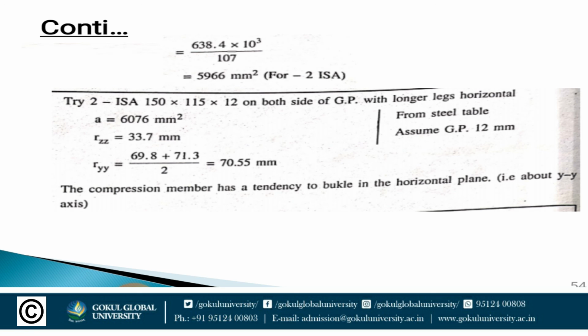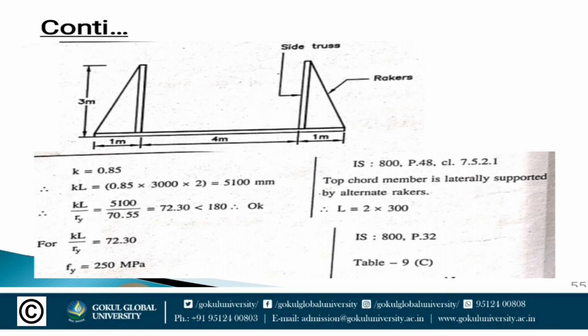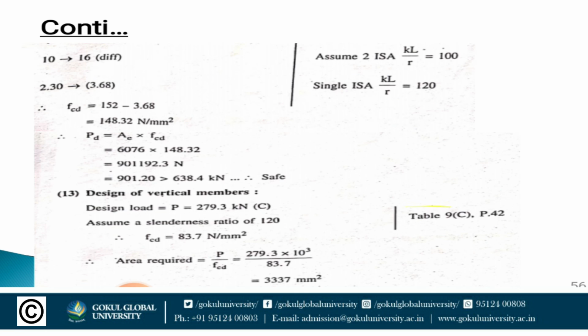Okay, then from the steel table we identify the rzz and ryy. And we got the value of KL for the end condition. So it is KL upon ry. From table number 9C, KL upon ry and fy we have. So we got the value of fcd by interpolating them. So we got the fcd, so we got the design compressive force. It is greater than what we require, so our section is safe.